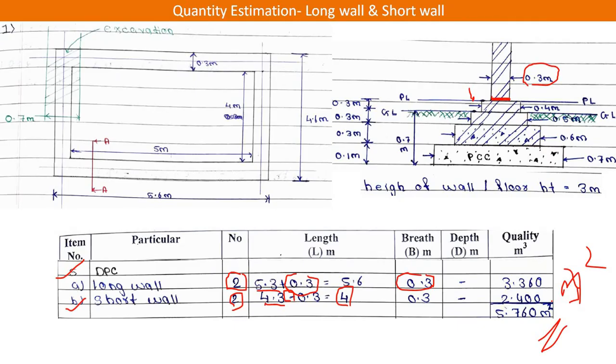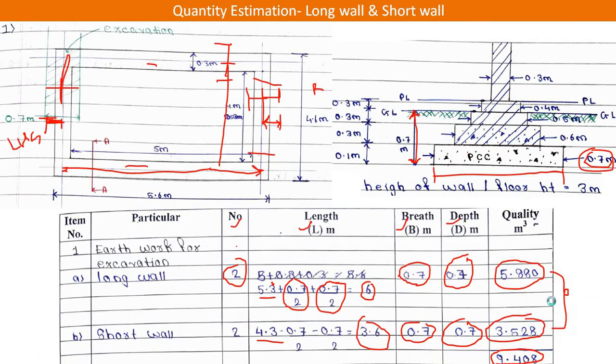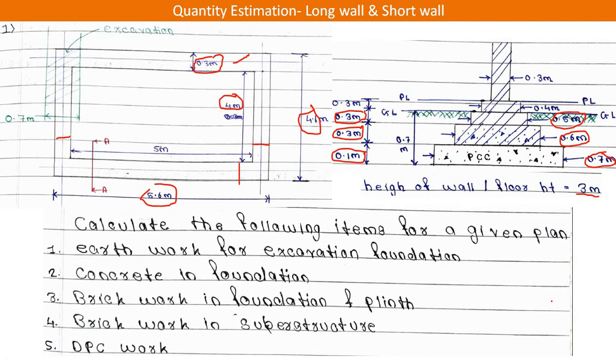So here we complete the 5 different kinds of quantities. First, earthwork for excavation in foundation, concreting in foundation, brickwork in foundation and plinth, brickwork in superstructure, and DPC work.